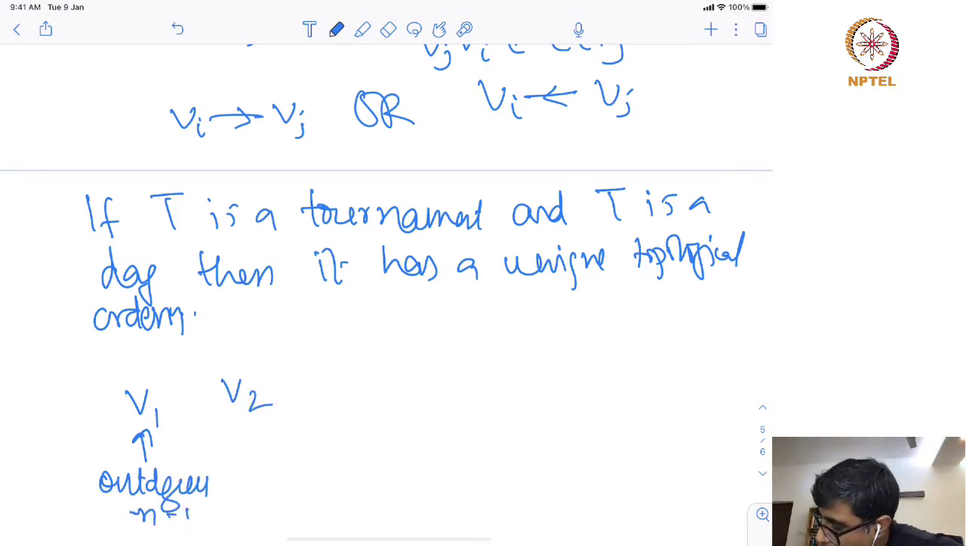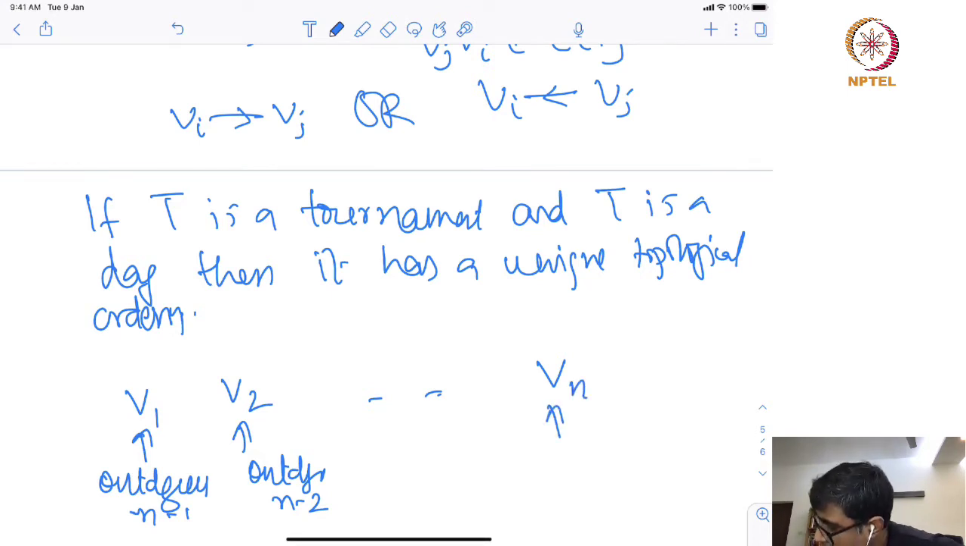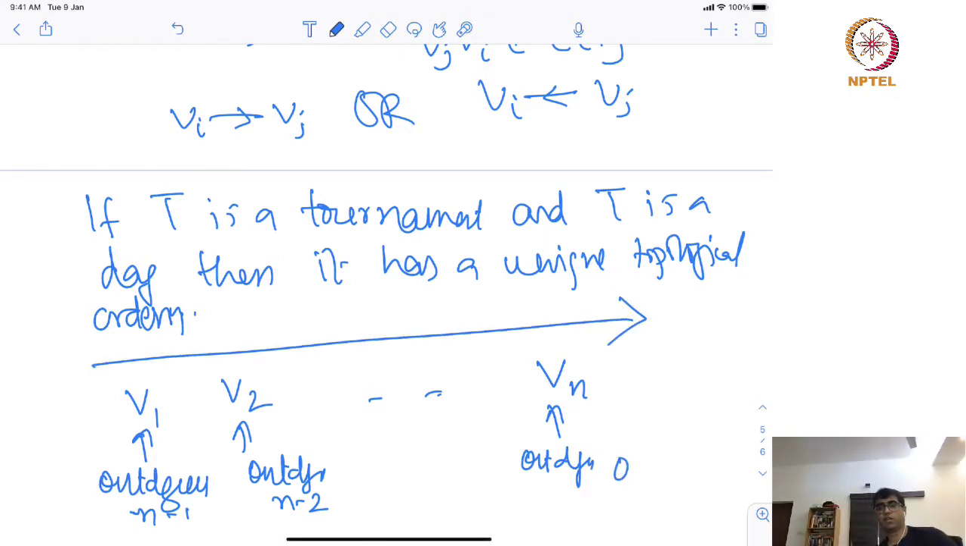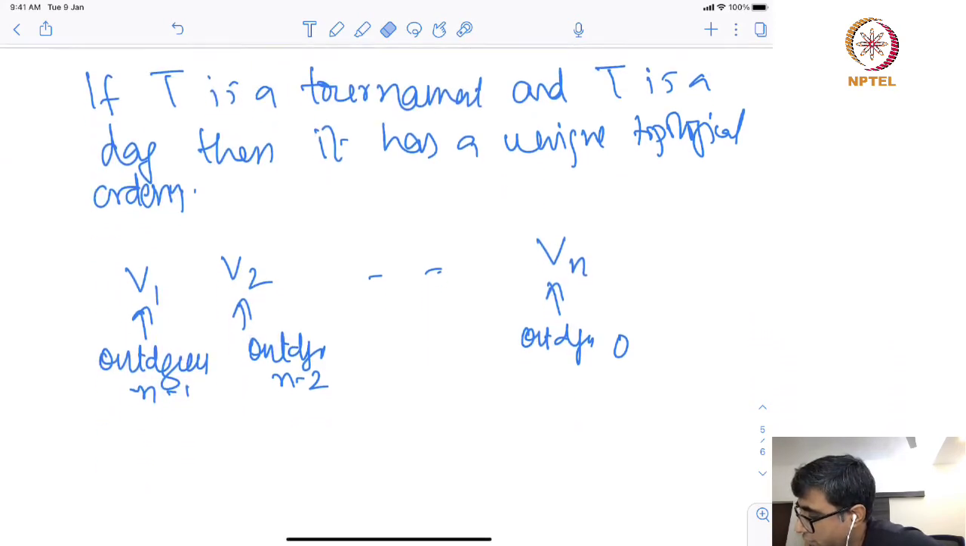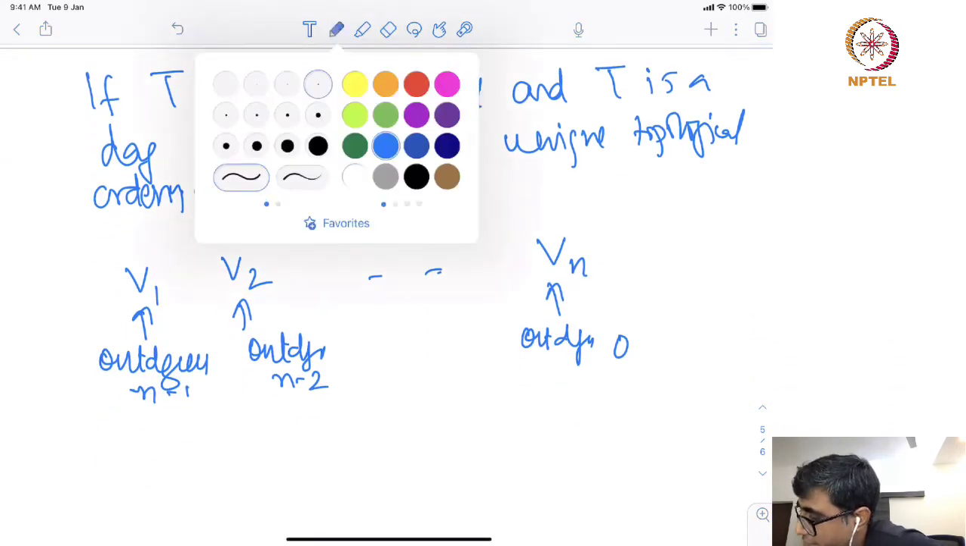What is the property of V2? It is the unique vertex of out degree n minus 2, and so on and so forth. And what will be the vertex Vn? Its out degree is 0. So there is a unique topological ordering. There is no other topological ordering; there is one fixed unique topological ordering. This is an important fact to remember.